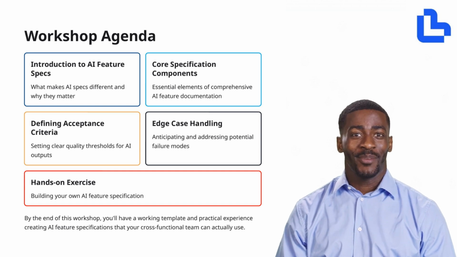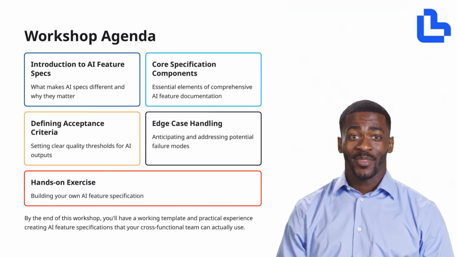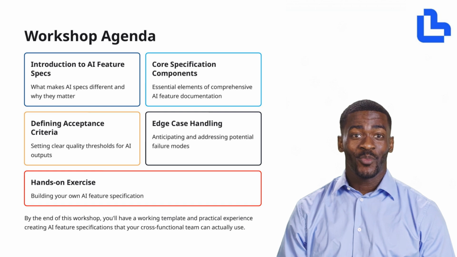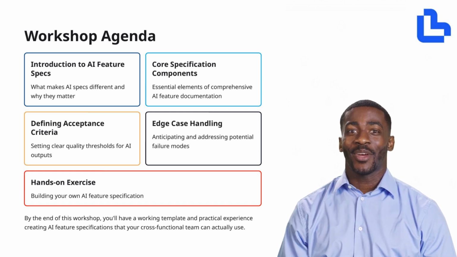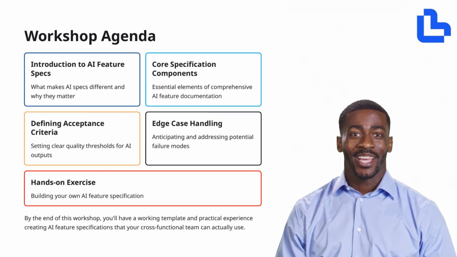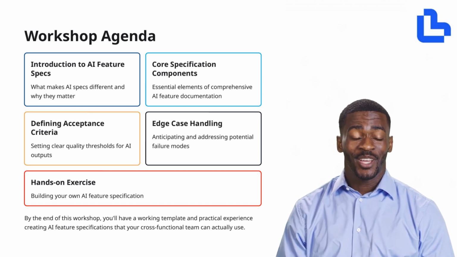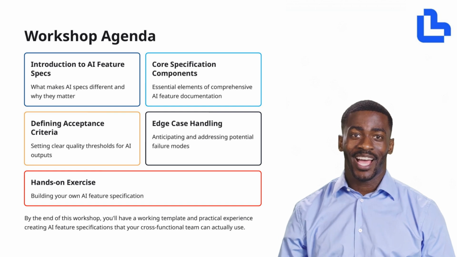You'll choose a real or hypothetical AI feature and build out a complete specification using the framework we've discussed. By the end of this session, you'll have a working template and practical experience that you can take back to your team and apply immediately. Let's dive in and start building smarter, more reliable AI features together.